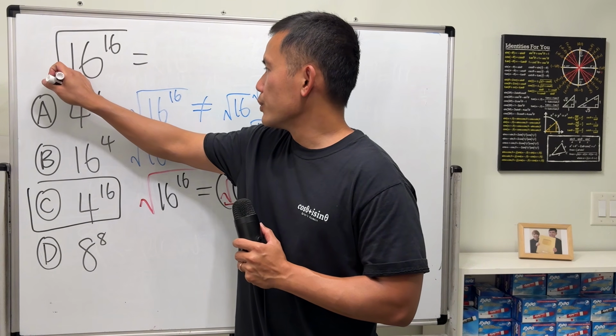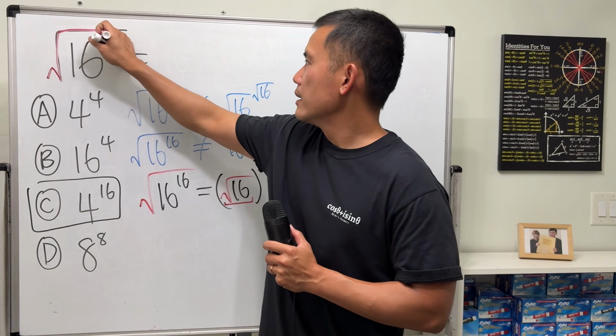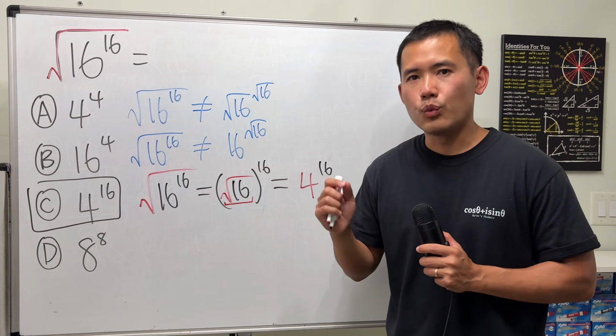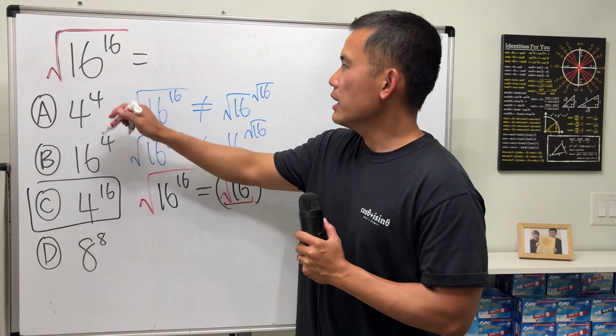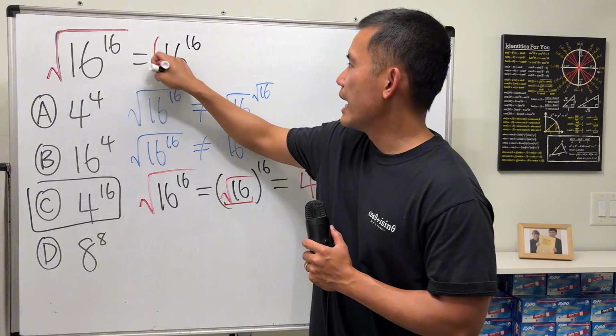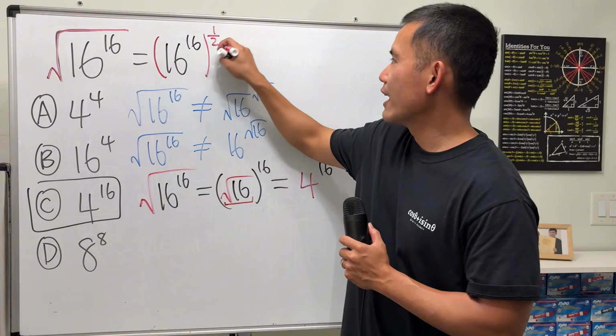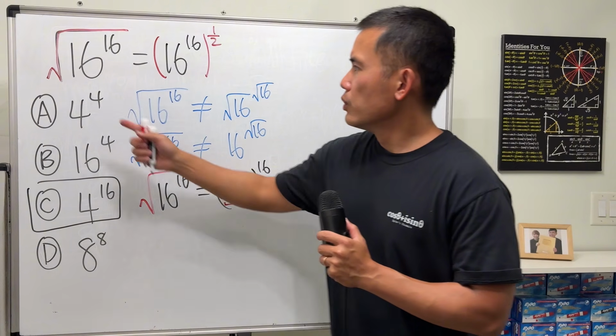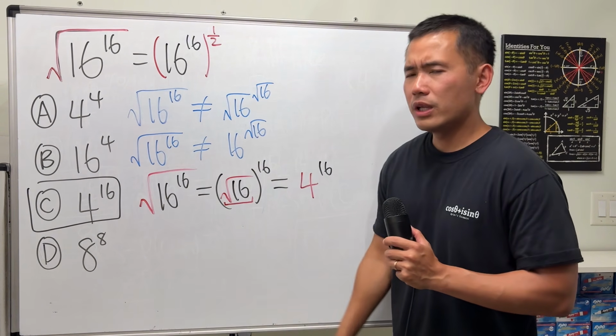If you look at the square root, we can actually change that to an exponent form, and now it's the same as the 1/2 power. So we can look at this as 16 to the 16th power and then raised to the 1/2 power. And now, why is that? When we take the square root, it's the same as the 1/2 power.